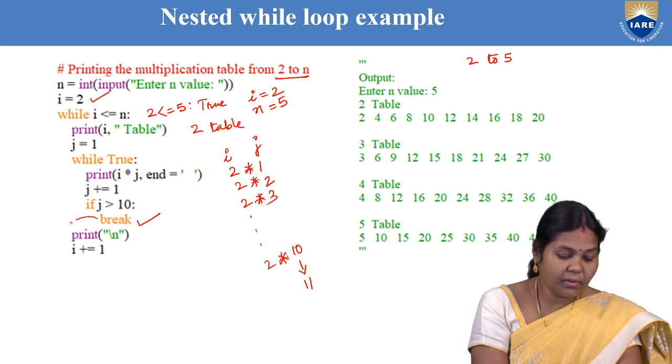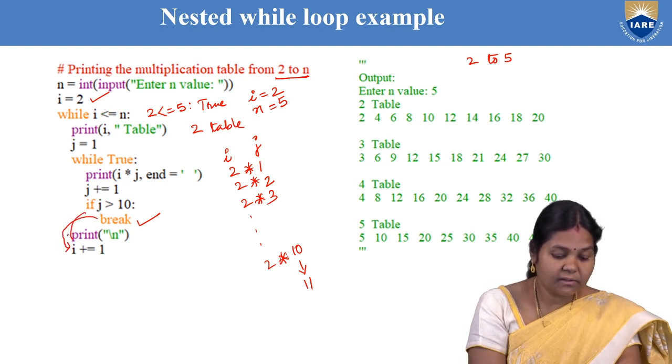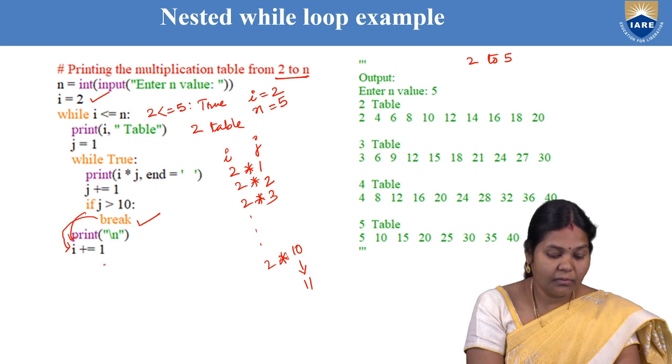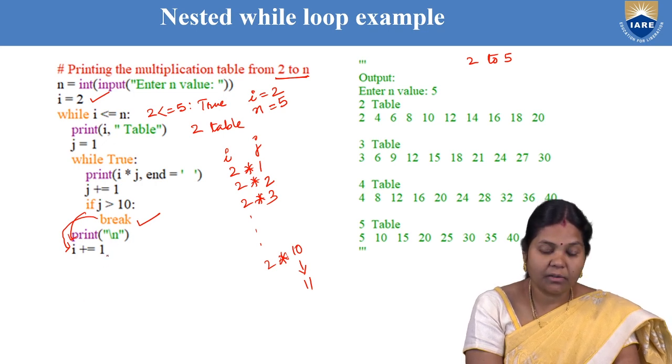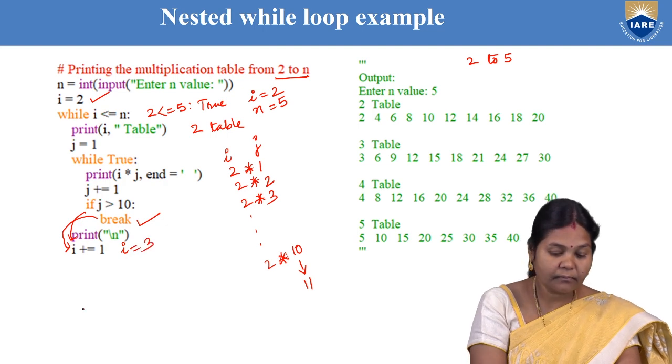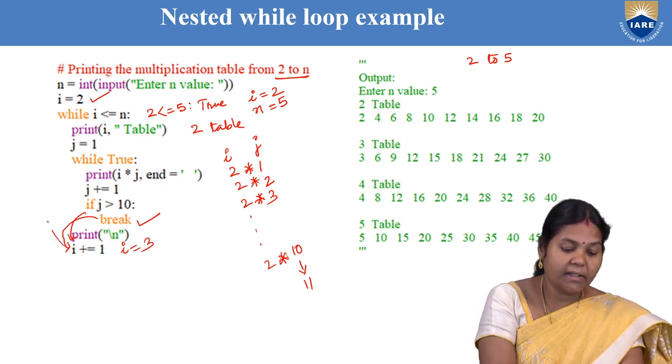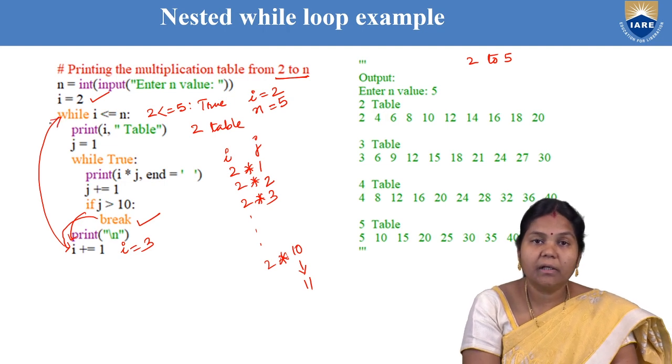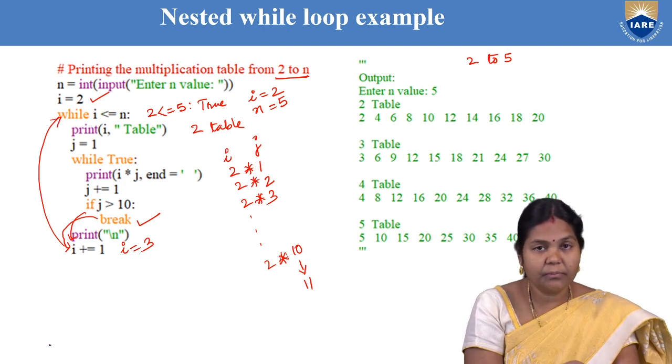When you come out of the inner loop, there is an empty space, followed by I being incremented to I plus 1. So I becomes 3. Now when I is incremented, it goes back to the beginning of the while loop. That means the 2 table is printed. Now we are going to print the 3 table.